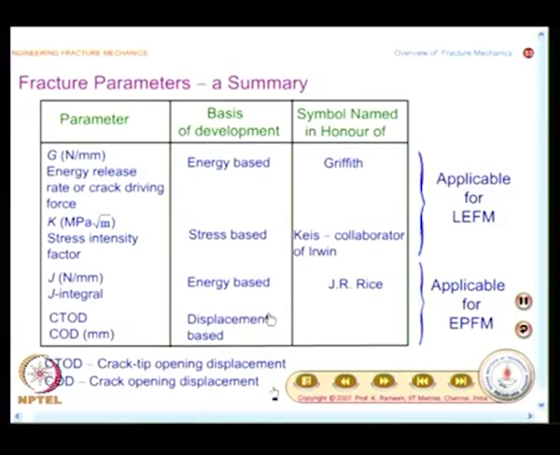This is the way you have to look at it, and certain developments are country specific. In the US, they were mainly focusing on J integral. In the UK, they were talking about COD and CTOD, and these are essentially meant for nonlinear fracture mechanics.